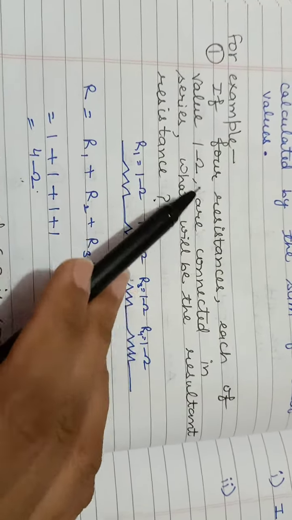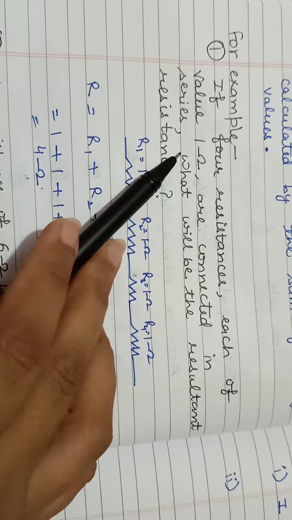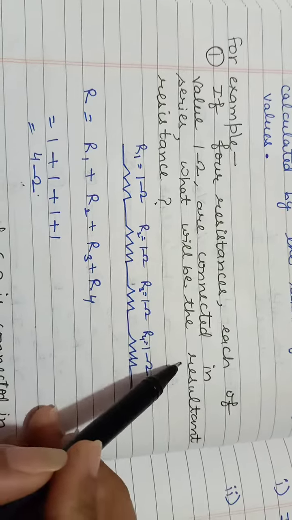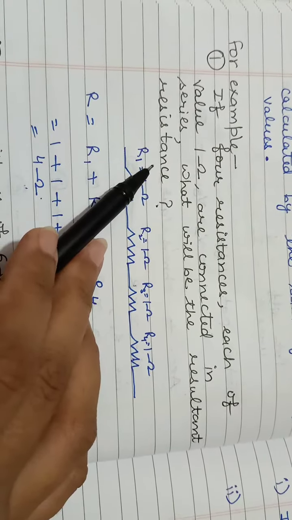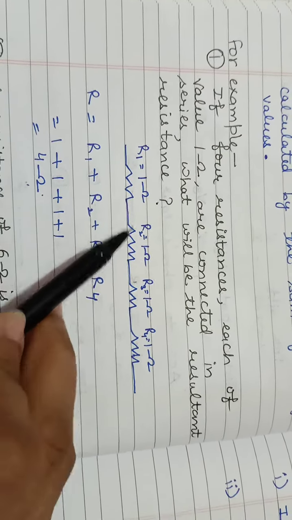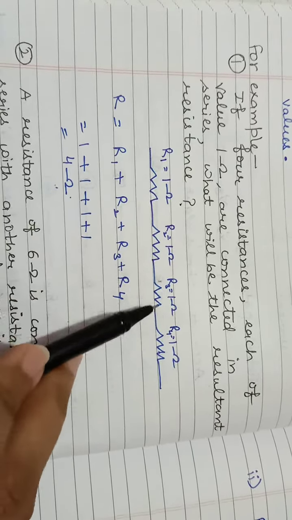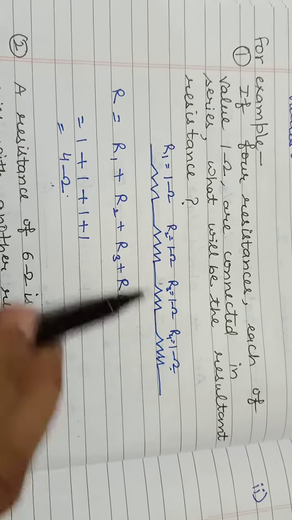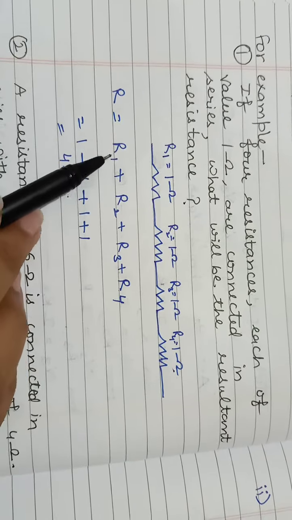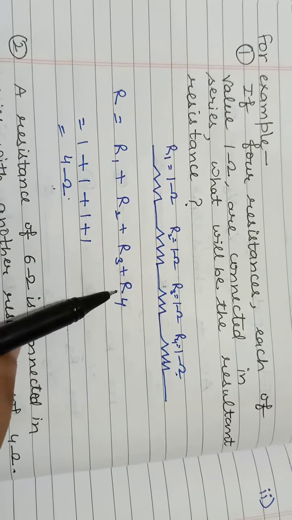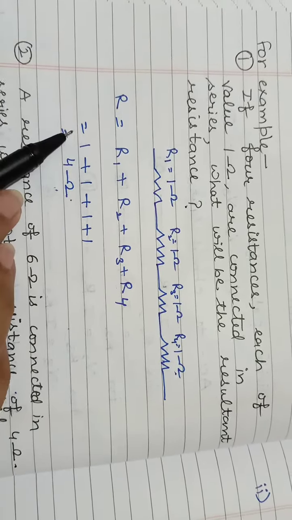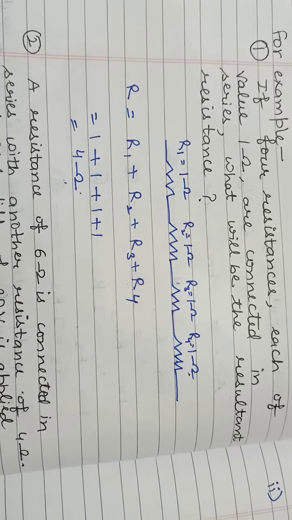For example, if four resistances each of value 1 ohm are connected in series, what will be the resultant resistance? So this is the diagram. R1, R2, R3, R4, all four are connected in series. So we have the formula R is equal to R1 plus R2 plus R3 plus R4. 1 plus 1 plus 1 plus 1, that is, the total resistance is 4 ohm.